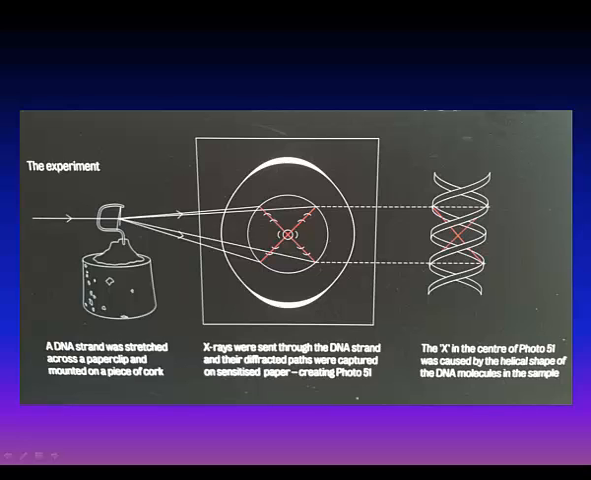Now, Watson and Crick were actually knowledgeable about X-ray crystallography, and so as soon as they saw that X shape on that really nice clear photograph that Rosalind Franklin took, they knew that it was caused by a helical shape of the DNA molecules in the sample. Well, this is a cool story, right?